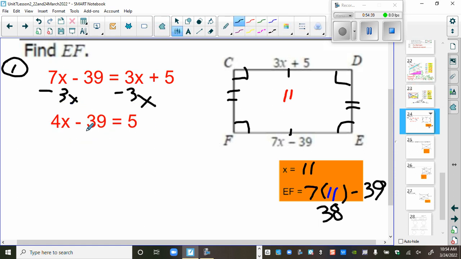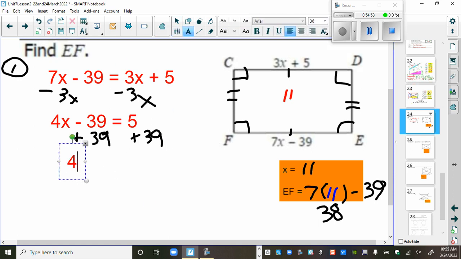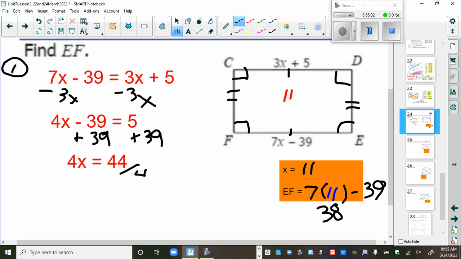And you add 39. So you get 4x is 44. And then, of course, divide by 4. And that's how we get the x equals 11. And then plug the 11 in. It's up there. 7 times 11, 77 minus 39. That's how we get 38.